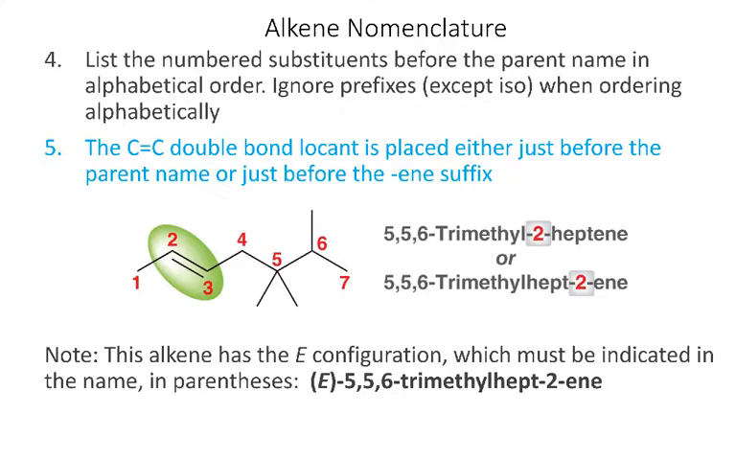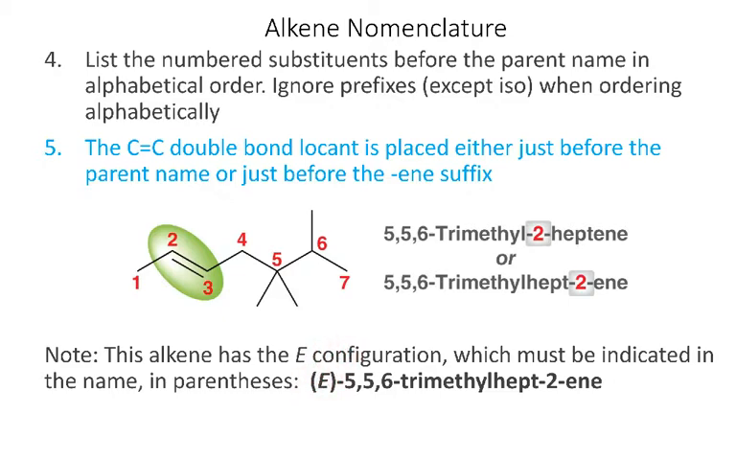Finally, we have to say where the carbon-carbon double bond is, and we can do that in one of two ways. We can either put the 2 in front of the parent chain, or we can have the prefix that tells me how many carbons there are, then the 2, and then the -ene. Another important note: if we have E or Z isomers, then we have to indicate that in the name. The E or Z label goes at the front of the name.